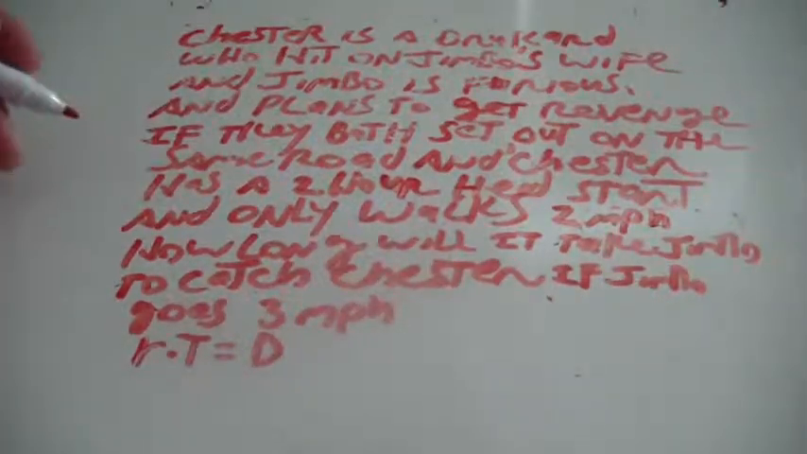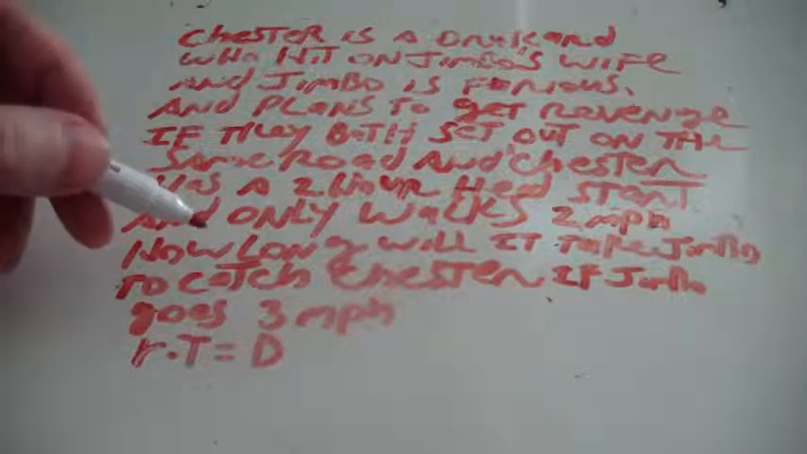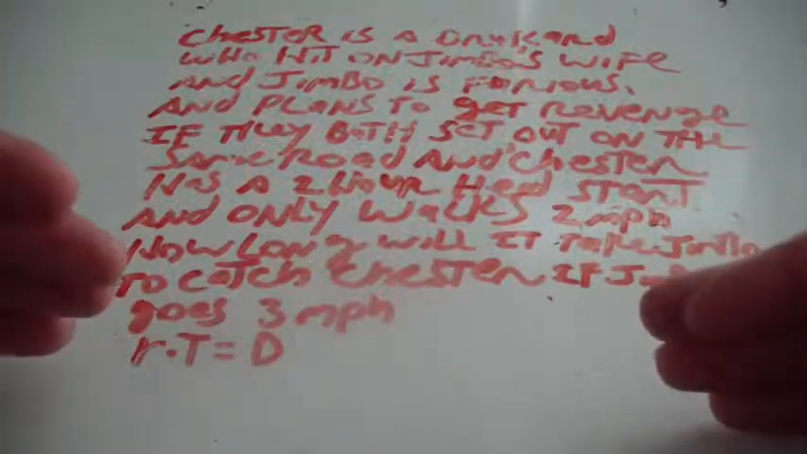So what we're going to have to do is set two equations equal to each other, because we're going to deal with Chester's distance, and we're also going to deal with Jimbo's distance, and at some point these distances are going to reach an equilibrium, or hit the same distance, right? Because it says how long will it take Jimbo to catch Chester. So they're pretty much telling you that at some point Jimbo will catch Chester, which means they'll hit the same distance.